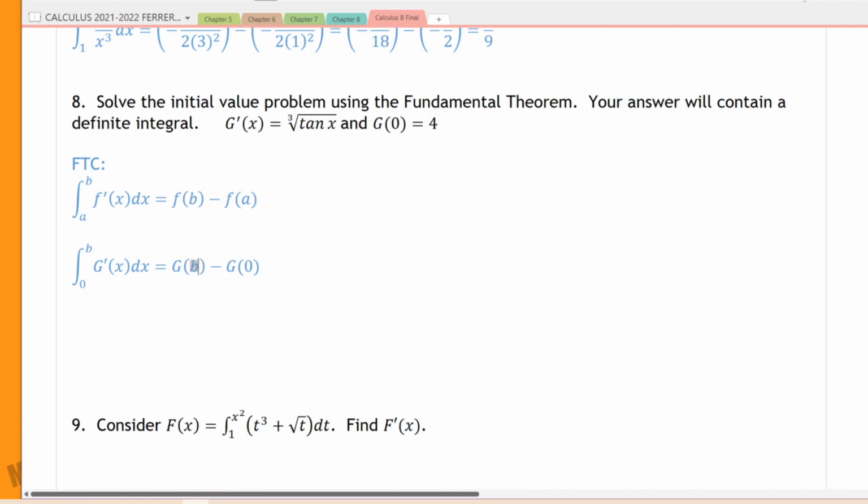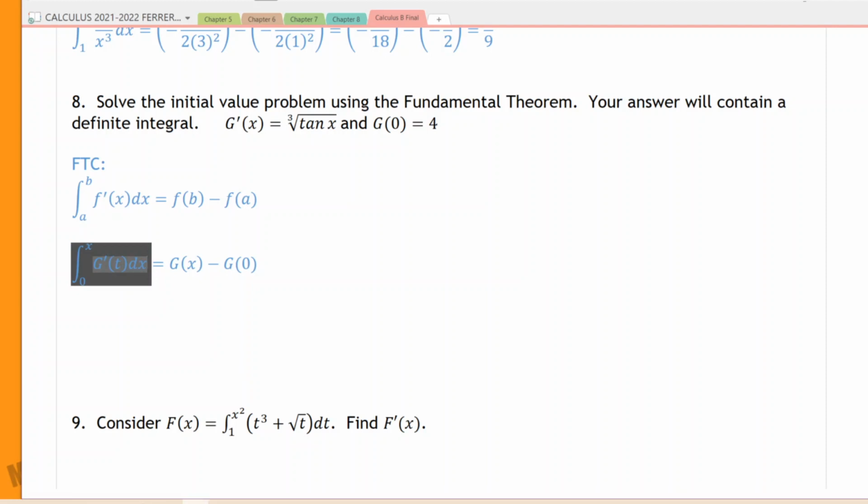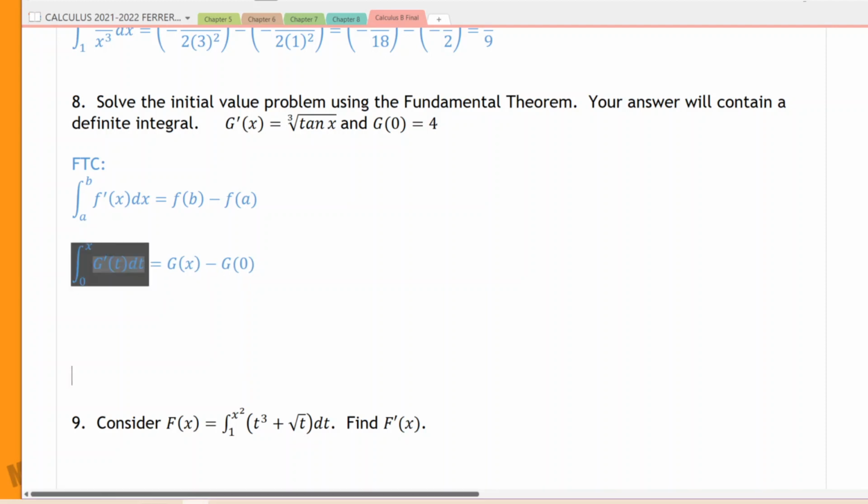So let's go ahead and do that now. Change that to an X. Change this upper limit into an X. And if I do that, I'm going to have to change this from an X inside the integrand into a T, because we can't have the variable of integration be the same as the variable in the upper limit. So that is what we're looking at.